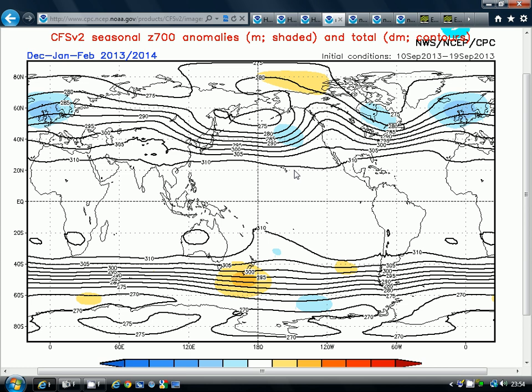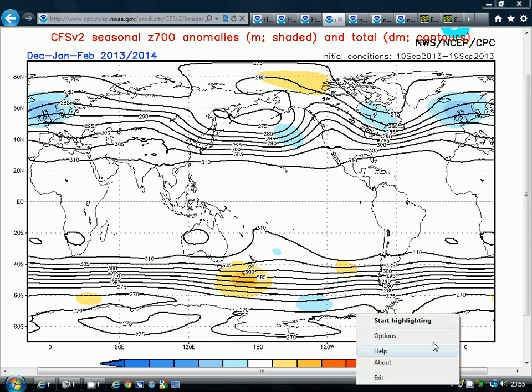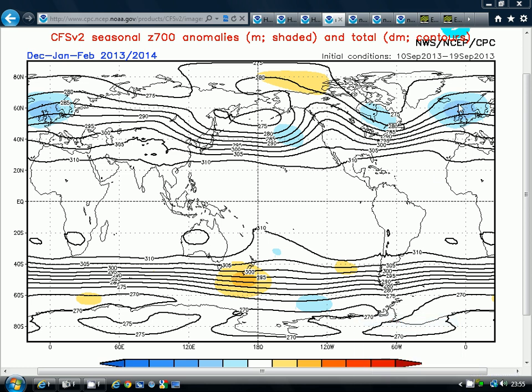CFS version 2 has been very frequently predicting a colder than average winter for much of the British Isles and for much of Europe as well. In the last week, maybe a couple of weeks, it's been backing off from that signal somewhat. Now, this is the 700 millibar height anomaly for the winter from the CFS version 2 model. This is for December, January and February. It's got below average heights there, a trough of low pressure sitting more or less around the British Isles.